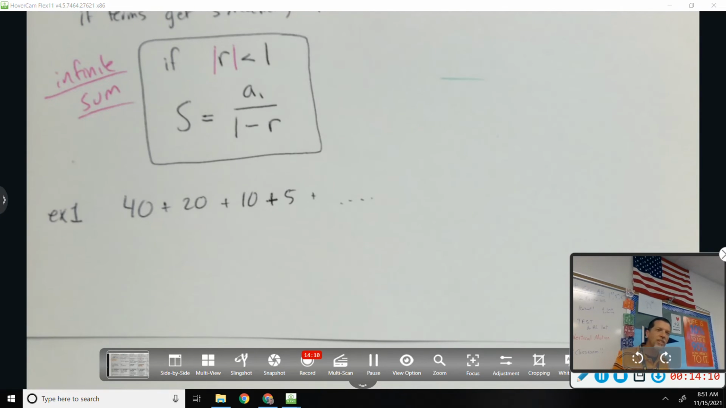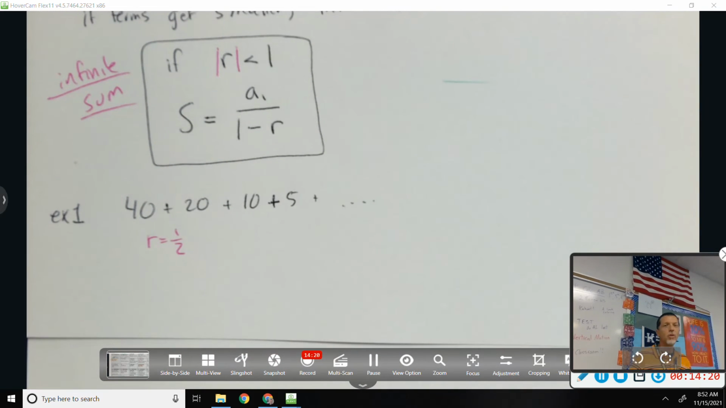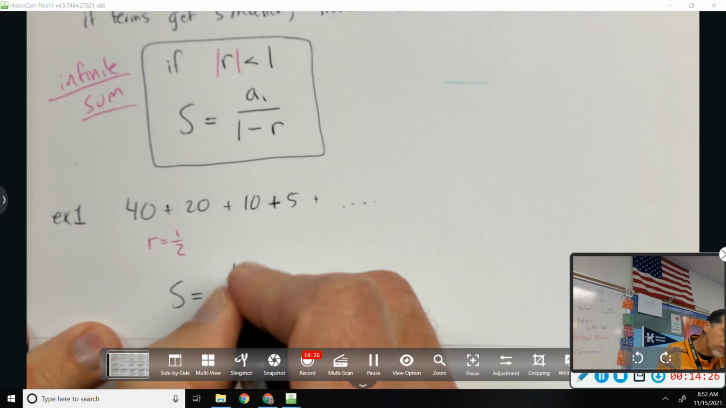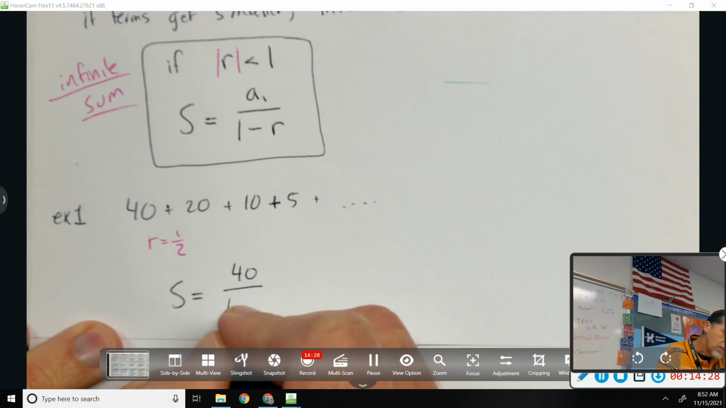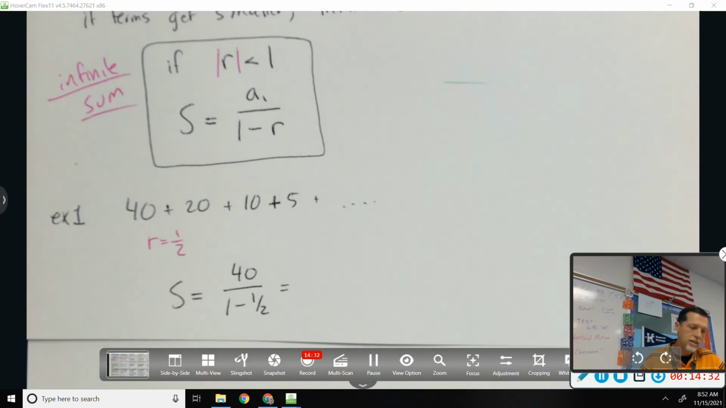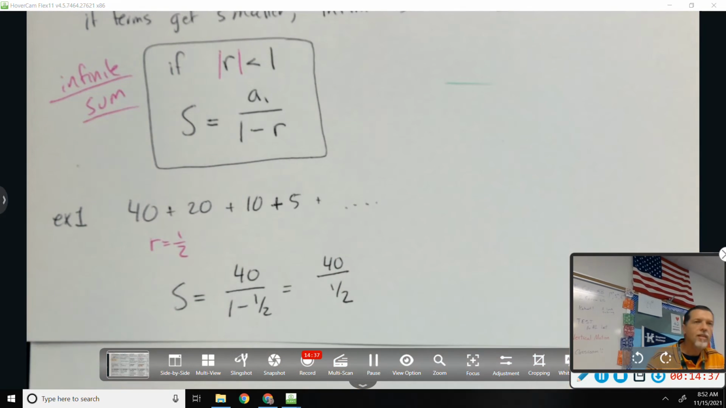So if I want to find the sum of 40 plus 20 plus 10 plus 5, R is a half. That's what we need to answer first. So are we eligible to use this formula? Yes. So first term over 1 minus 1/2, 40 divided by a half.